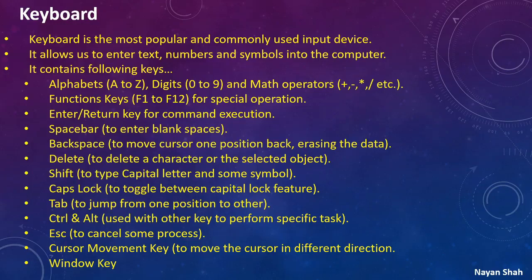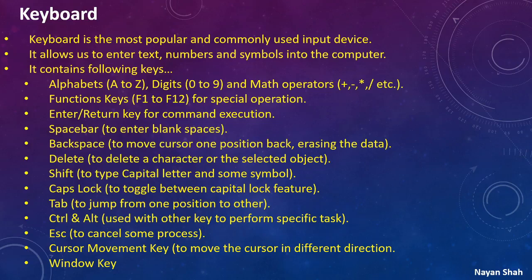Spacebar, you know, is to leave blank spaces. Backspace, you know, is used to move the cursor one position back, erasing the data. So wherever your cursor is, if you press Backspace, it will delete the character before the cursor position. The Delete key is used to delete a character or selected object. If you selected one paragraph and press Delete, it will delete the entire paragraph. If you selected one word and press Delete, it will delete the entire word.